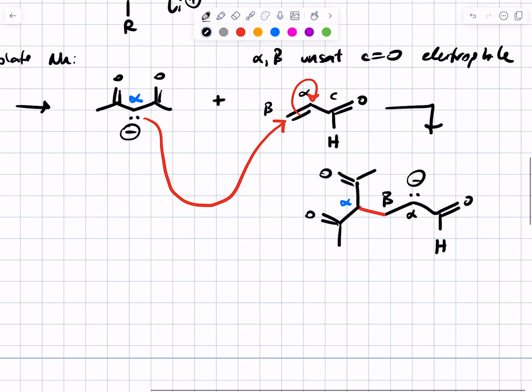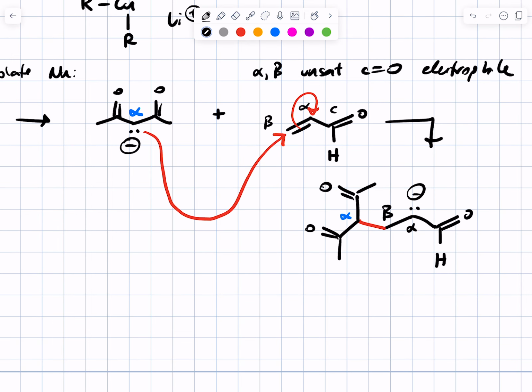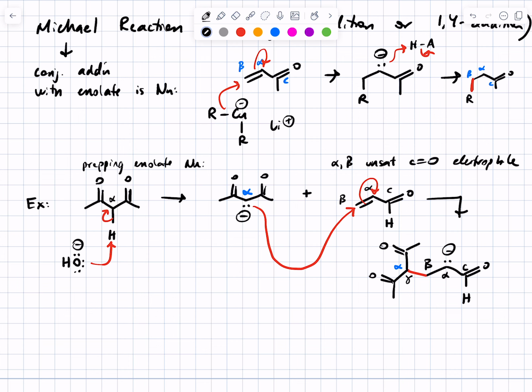although the blue alpha carbon of our enolate, now that we've made this new bond, is now what we would call gamma to the black carbonyl carbon. Okay? So this should be exactly the same as we did before with cuprates, highlighting in purple the enolate nucleophile and where it ends up, and then highlighting in orange the alpha beta unsaturated carbonyl compound and where it ends up.